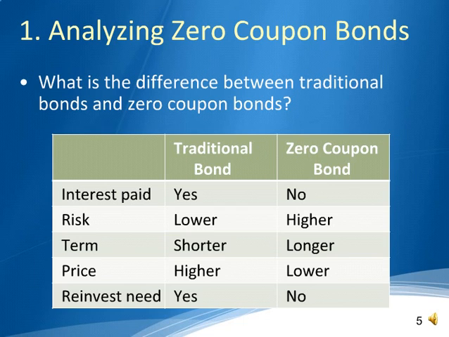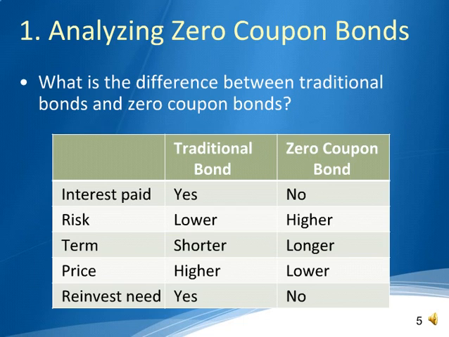Now we know what a traditional bond and a zero coupon bond are. Let's talk about the differences between them, item by item. Let's talk about the interest first. With a traditional bond, the company that sold you the bond will pay you periodic interest. With a zero coupon bond, by definition, there's no interest paid to the investor. Let's talk about the risk.